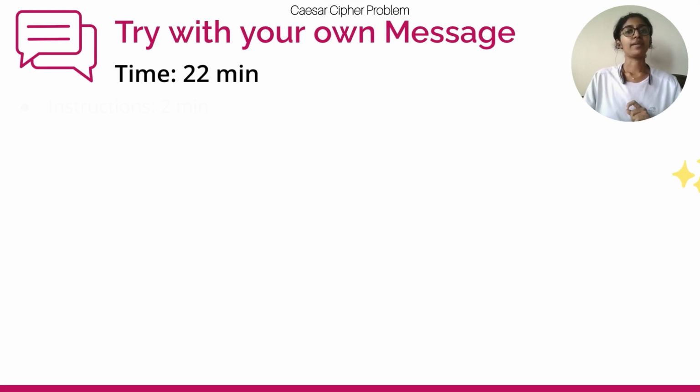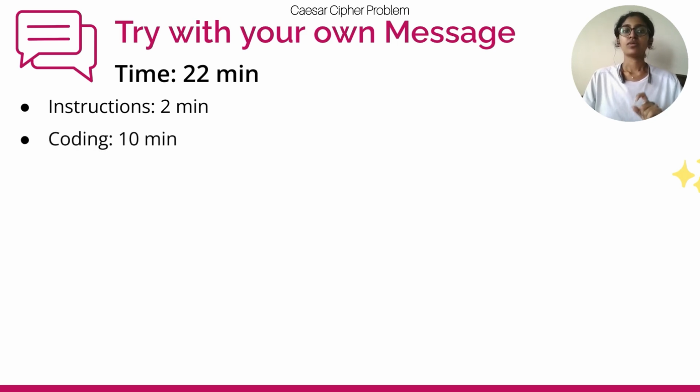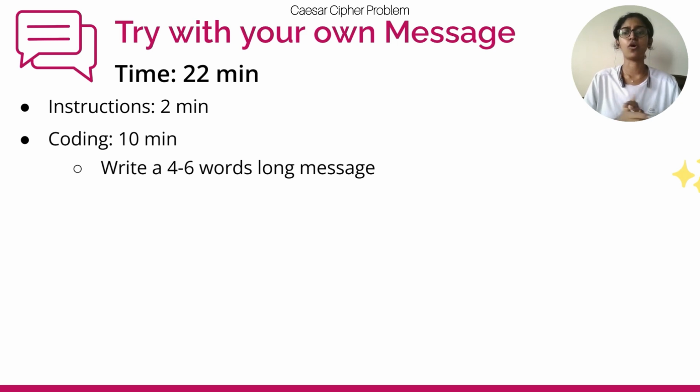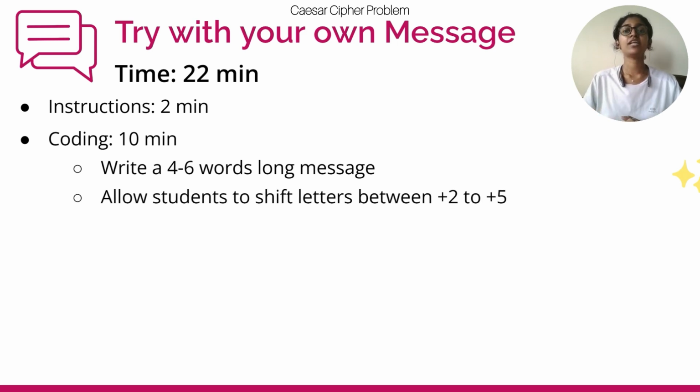Students will have a total of 22 minutes here, and they are going to work in their pairs to write a message. In the first 10 minutes, they will code the message, which is 4 to 6 words long, and they have the liberty to choose the shift between +2 and +5. So it can be +2, +3, +4, or +5.